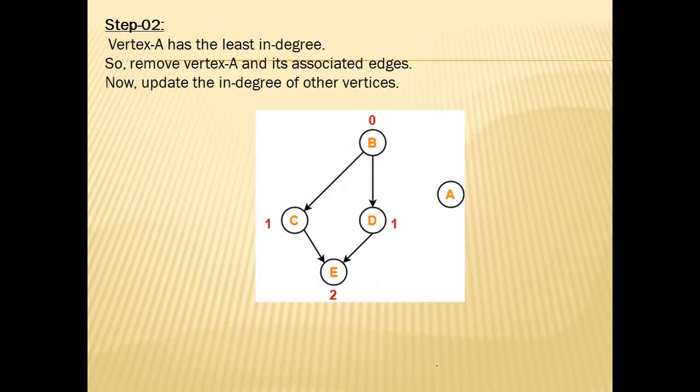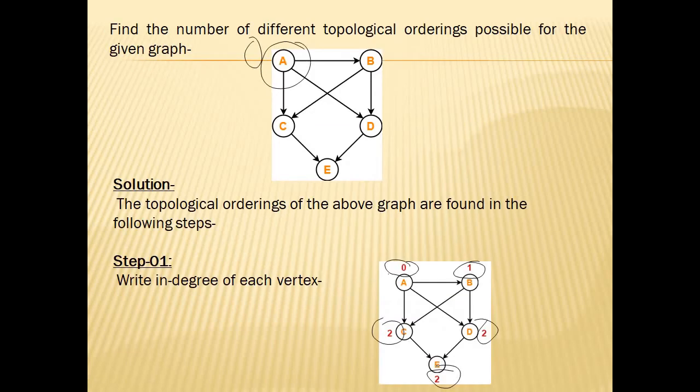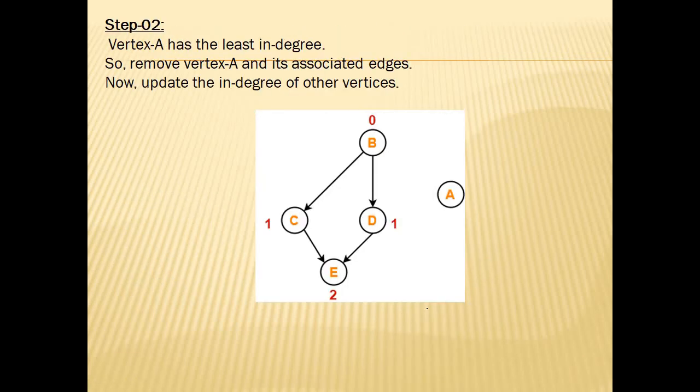So vertex A has the least integrity. So we remove vertex A and its associated edges. If I remove vertex A and its associated edges, then what will be the graph? This will be the graph. I kept A separately. And again, we need to calculate integrities for each vertex. So for B it is 0, for C 1, D 1, E 2.